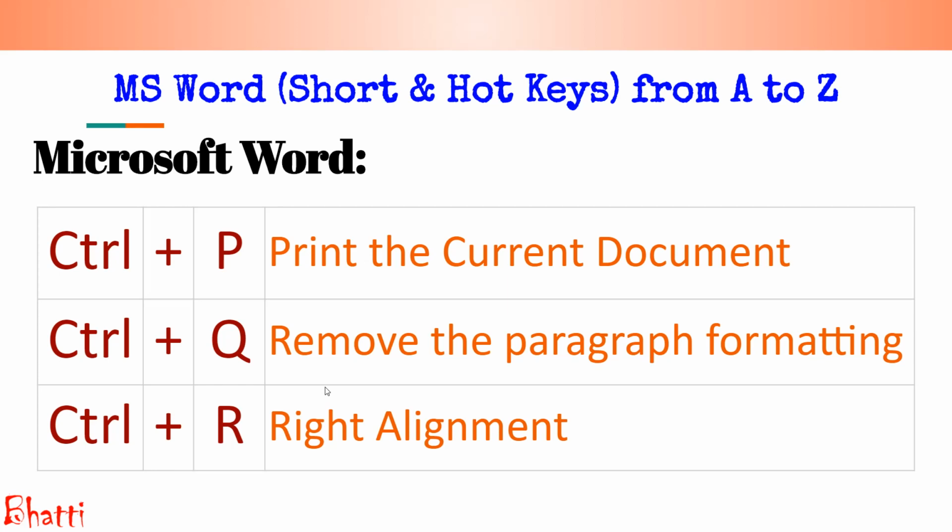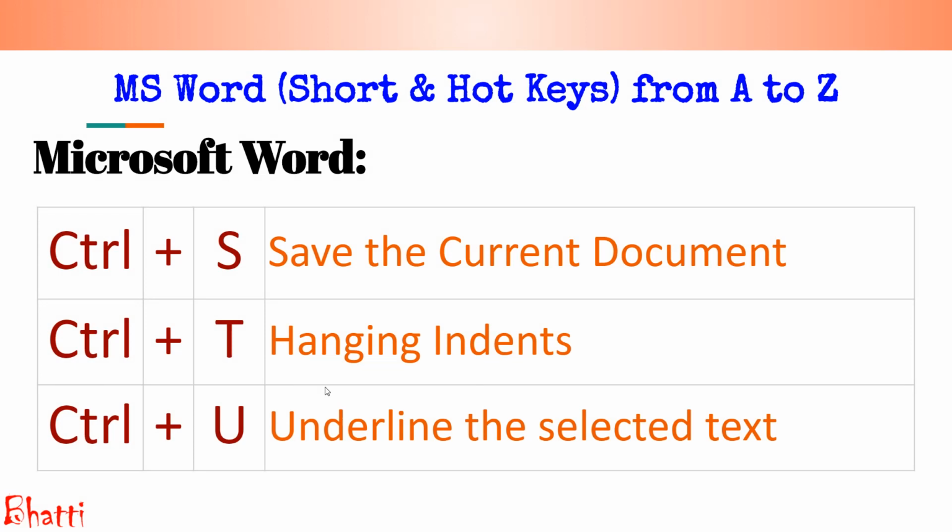Here I just want to add one command, just for your knowledge. If I have text formatting, Control Space will remove the text formatting, and Control Q is used to remove paragraph formatting. Control R, right alignment. Control S, save the current document. If I want to do Save As, press F12. This is F12 to make an extra copy of the current document. This is for your info and extra knowledge.